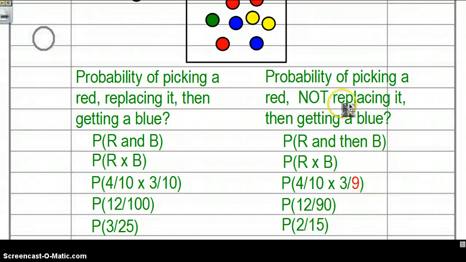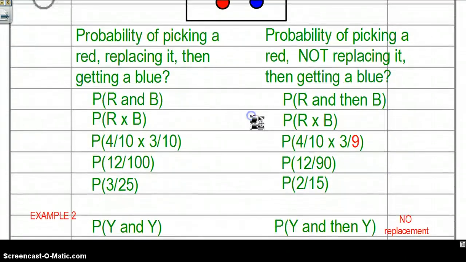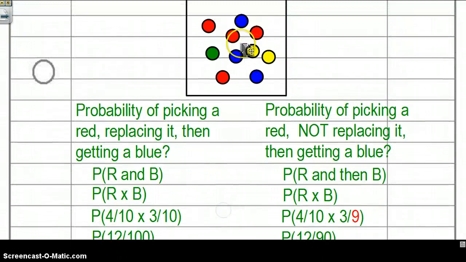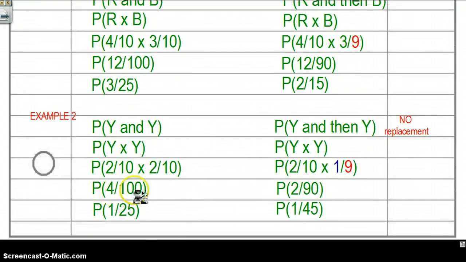All right, so that's the basic. This is the dependent event. One event depends on the second event. We're going to do one more, and that will conclude our notes. So this time the question is a yellow and a yellow. So we're going to stick to the left side over here. So there are 2 yellows out of 10. So we say 2 out of 10 times 2 out of 10 gets us 4 out of 100. Divide both of those by 4 to simplify it. 4 goes into 4 once, 4 goes into 100, 25. So we have 1 out of 25.